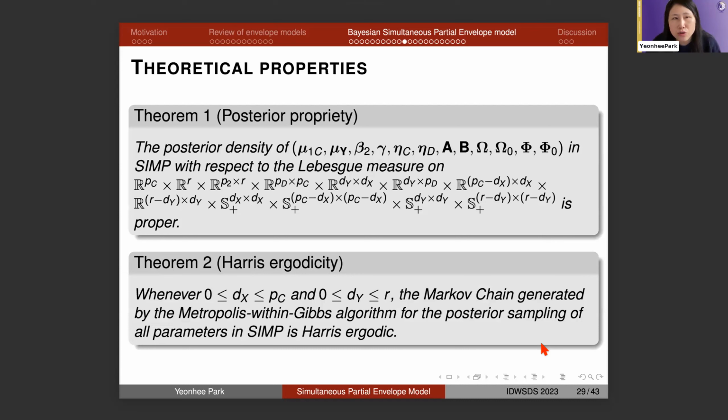We established two theoretical properties. The first theory is about the posterior property. Since we sample from the posterior distribution, we need to ensure that the posterior distribution is integrable. So the first theory shows that the posterior joint density is proper with respect to the Lebesgue measure. And the second theory is about the Harris ergodicity. This will guarantee that our sample will converge to the target posterior distribution.